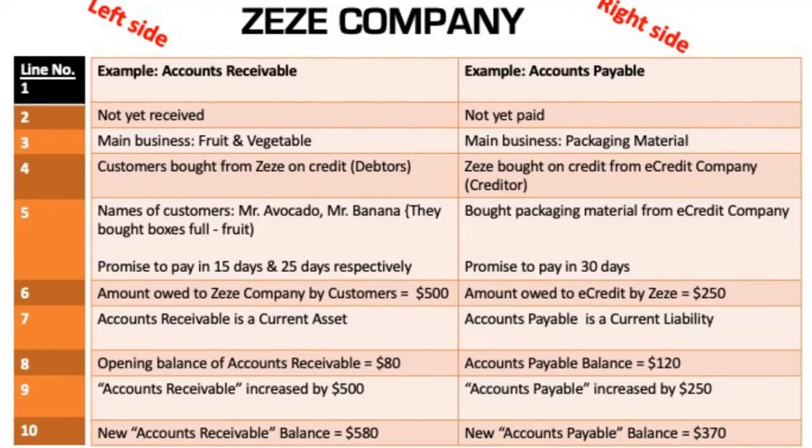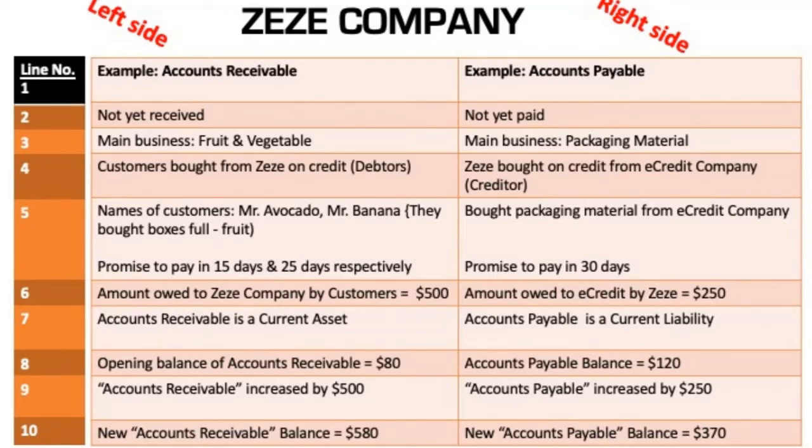So there's a company, Mr. Avocado and Mr. Banana, together they owe Zeze company 500 US dollars to be paid within 15 and 25 days. Good. We're waiting to be paid. And it's a current asset to the company.